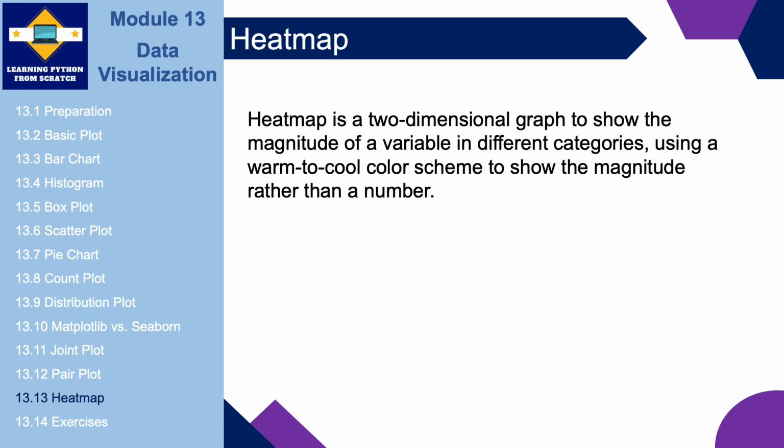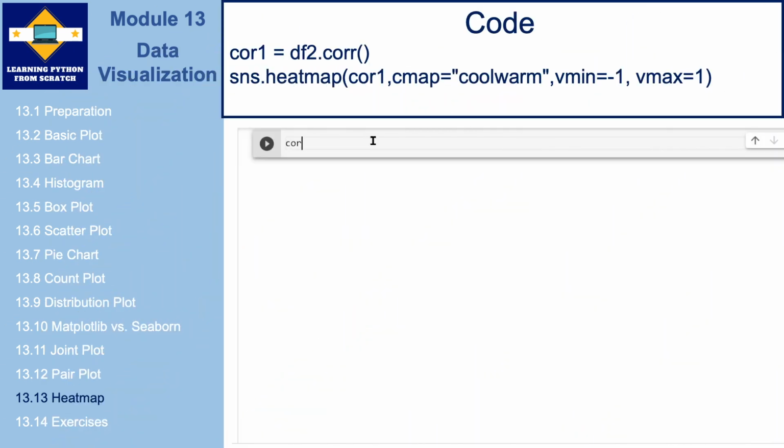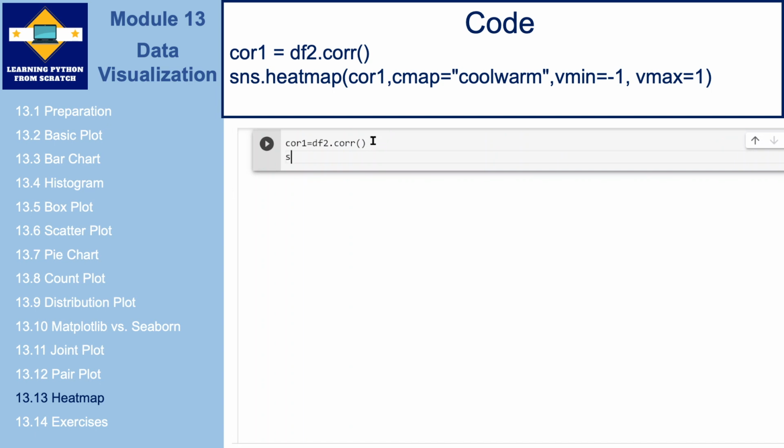Heat map is a 2-dimensional graph to show the magnitude of a variable in different categories, using a warm to cool color scheme to show the magnitude rather than a number. Here we want to show the correlation of all variables in the data frame in a heat map. So we type correlation1 equals df2.corr. So we want to use the corr method to find the correlation matrix first. Then we use the heatmap method with the parameter cmap equal to coolwarm to help us generate a heat map for the data frame.